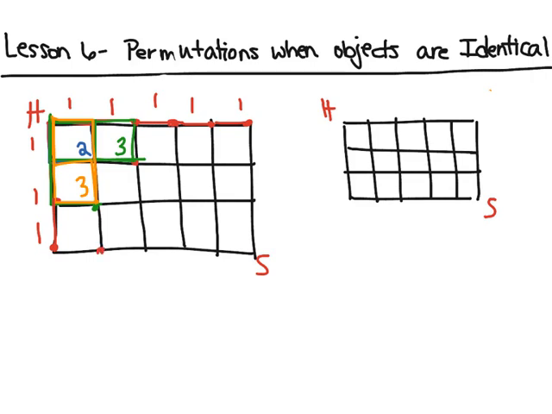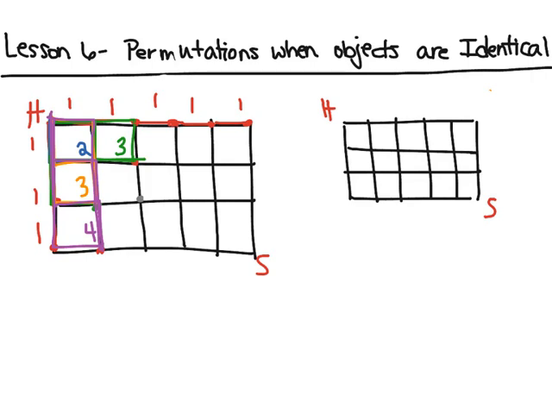To get to this point, however, there's 4 different ways. You could go down, 1, 2, 3, 4, or you could go 1, 2, 3, 4, that's 2 ways. You could go like this, 3 ways, or you could go right first, then down. So there's 4 different ways. This is where you should be able to see the pattern.